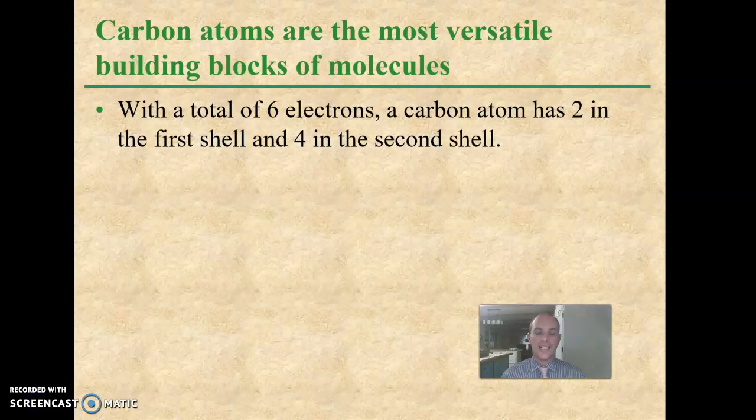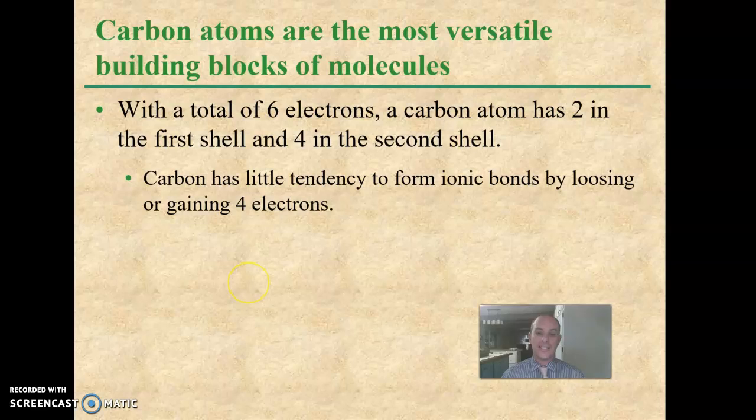Carbon has a total of 6 electrons. A carbon atom has 2 in the first shell and 4 in the second shell. Remember, you can fill the first shell with 2 and the second shell can hold up to 8. So the second shell is only half full for the carbon atom, meaning carbon wants to fill that outer shell of electrons. Those are called valence shells.